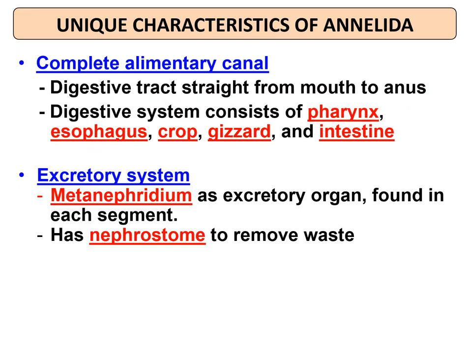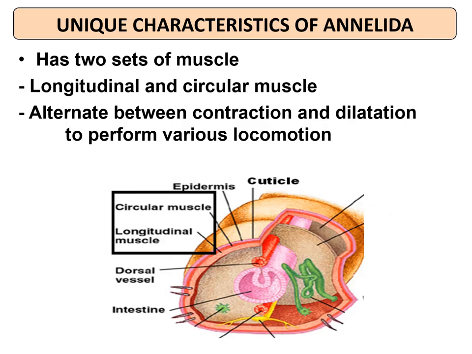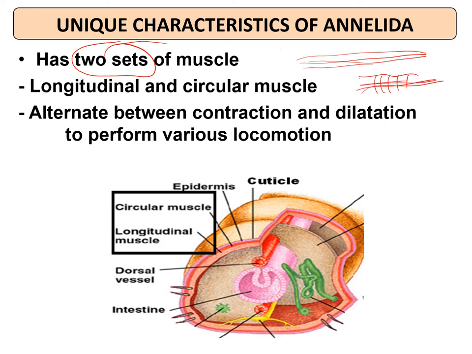They have a complete alimentary canal. So, they have mouth and anus. Excretory system involves metanephridium. They have two sets of muscles. So this is something unique about Annelida and different from nematodes just now, because the nematode only has longitudinal muscle. This is nematode. Annelida, they have the circular and the longitudinal muscle.